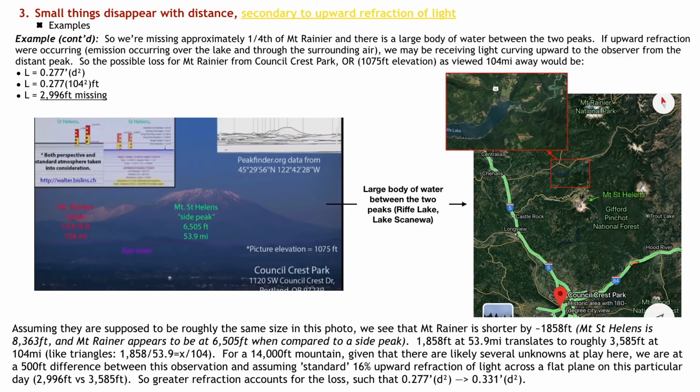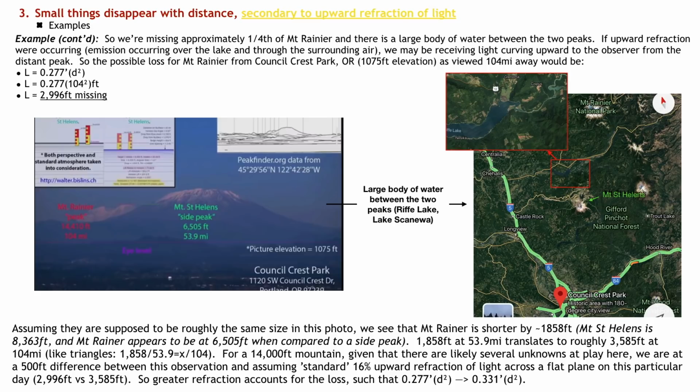And we can see the lake. If we do the Google map, we can see the body of water between the two peaks. So assuming they are supposed to be roughly the same size in the photo, we see that Mount Rainier is shorter by approximately 1,858 feet. Again, Mount St. Helens is 8,363 feet, and Mount Rainier appears to be at 6,505 feet when compared to a side peak, which is what's demonstrated in the photograph. So 1,858 feet at 54 miles translates to roughly 3,585 feet at 104 miles. In other words, the amount of loss translated twice the distance out. Again, just like triangles: 1,858 divided by 54 equals x divided by 104.